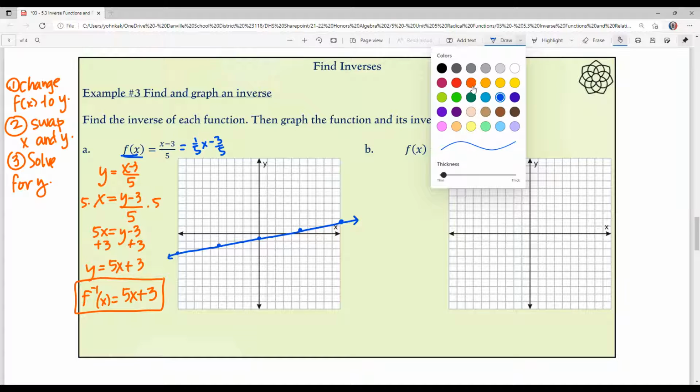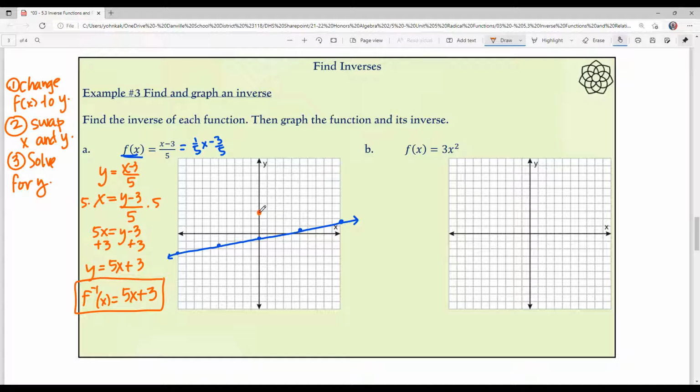If I now want to do the inverse function, I can start at 3. 1, 2, 3. And my slope is 5. So 1, 2, 3, 4, 5 over 1. And now I can connect these. Again, it's a linear function. And notice that if I were to draw the line y equals x, the two lines would land on top of each other. So it definitely is the inverse function, and you can verify that with the picture.